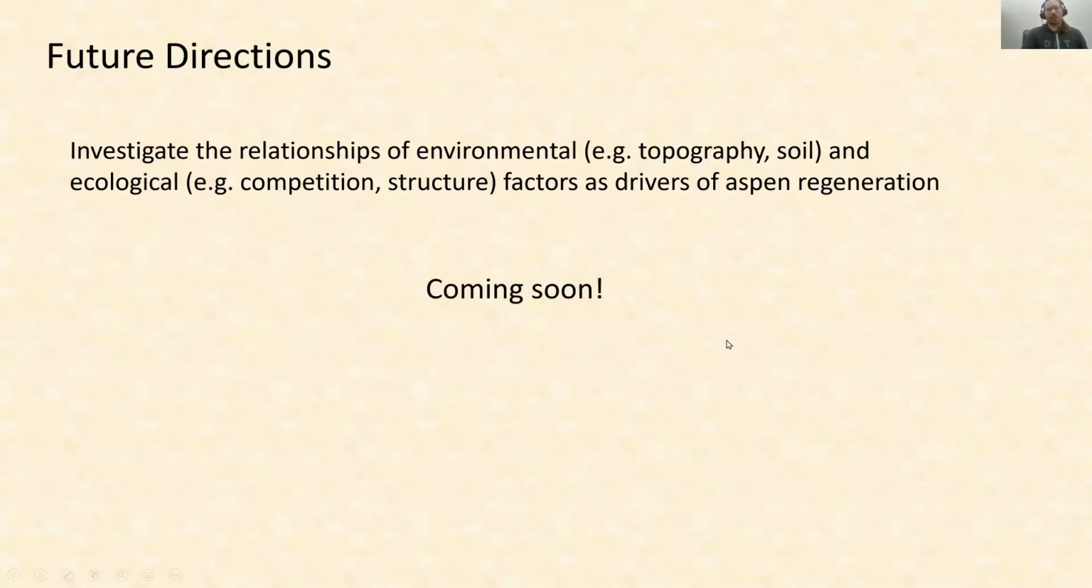And so from there, we're going to use this study as a pilot study to look at an even bigger study where we're going to investigate these relationships, specifically of environmental and ecological factors. So we're going to tease out the things that inherently make riparian zones different from upland zones. Some of those things are topography and soil, elevation, and how those things drive competition and structure, which then drives regeneration. And we're going to do this with a path analysis or a structural equation model.